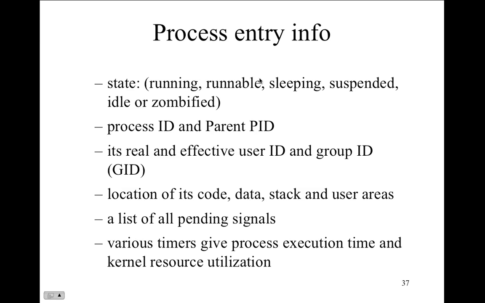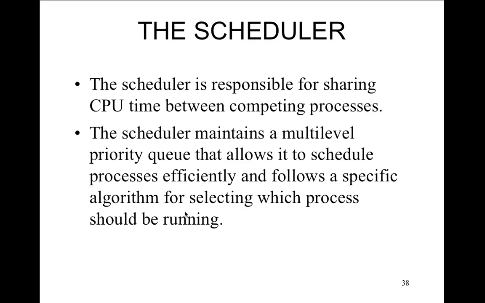So process entry information: we have the state of the process, running, runnable, sleeping, suspended, zombied, idled, all that stuff. Process ID, the parent process ID, the real and effective user ID, the group ID, all of the information I talked about yesterday in terms of changing the owner and changing the user. The location of its code, the memory where we have the stack and the data and everything else that's being used. A list of the pending signals that the process is supposed to be dealing with. Various different timers that give process execution time, kernel resource utilization, all sorts of different things.